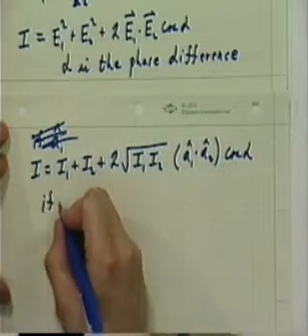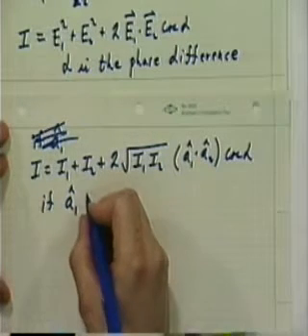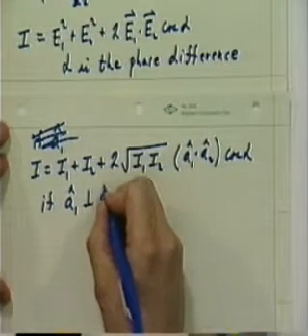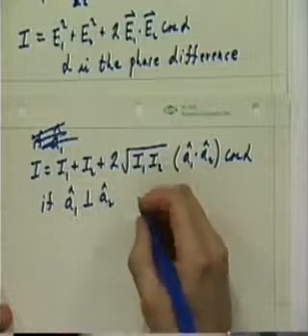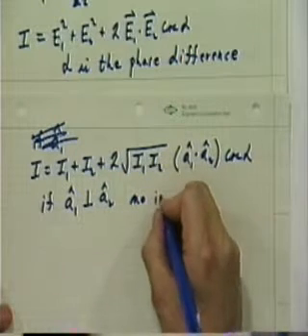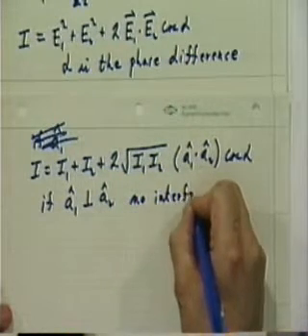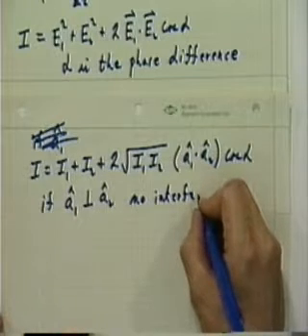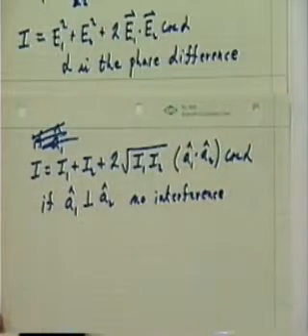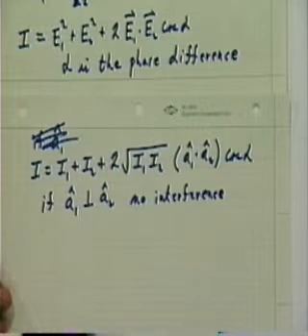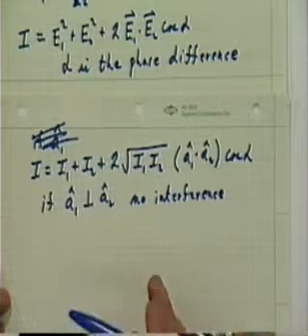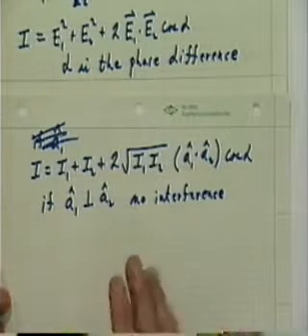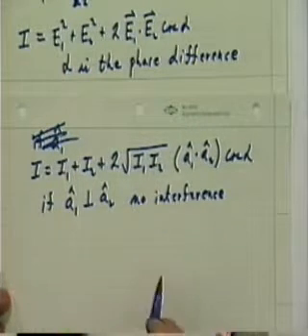Now if A1 is perpendicular to A2, so the two electric fields are at right angles to one another, we get no interference. This term would go away. And our course would be very short if we were in that situation. Okay. Now, if they're not perpendicular, we're going to get interference here. And we're going to get fringes that are going to have some shape.